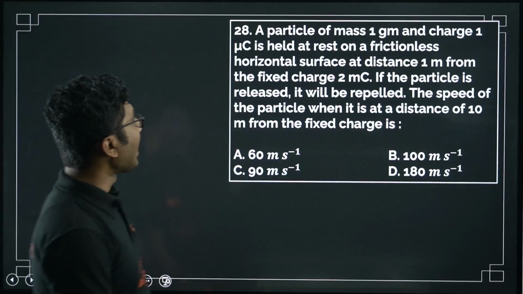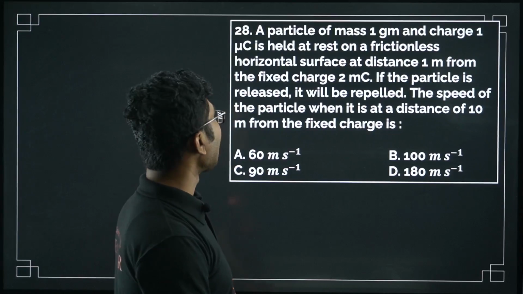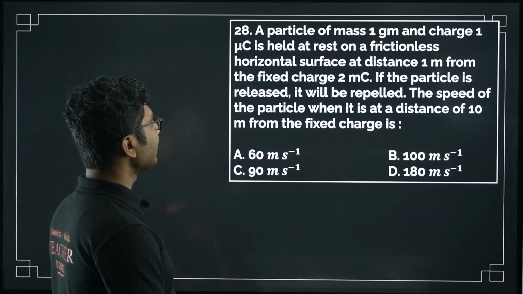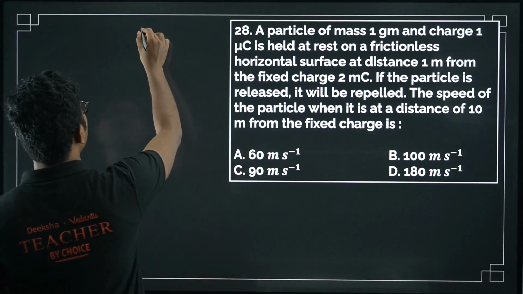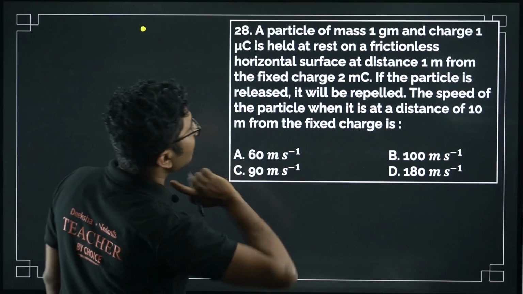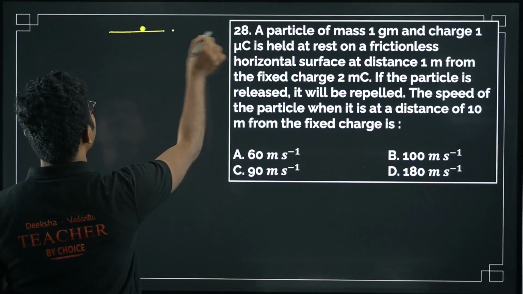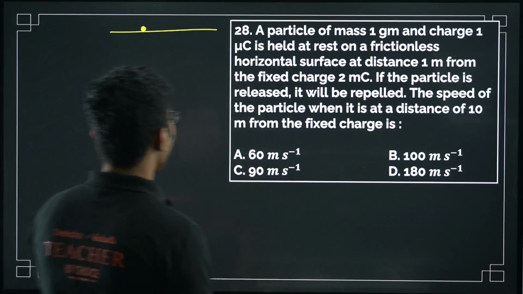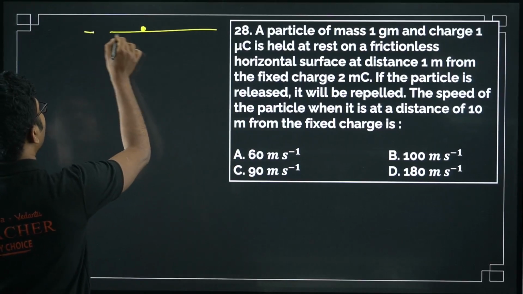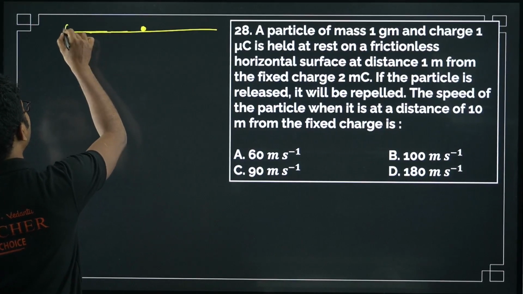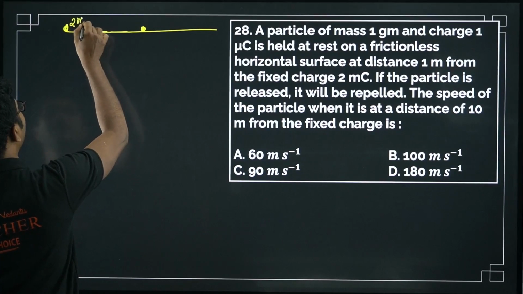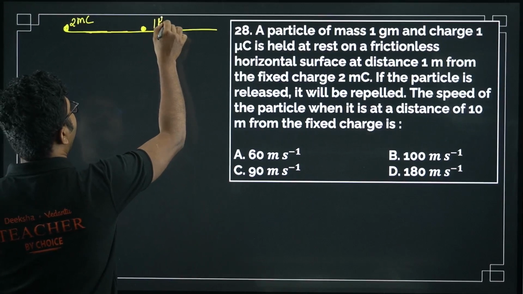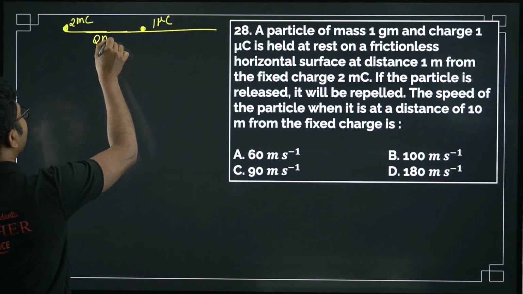Next question. A particle of mass 1 gram and charge 1 microcoulomb is held at rest on a frictionless horizontal surface at a distance of 2 meters from a fixed charge of 2 millicoulomb. So mass is 1 gram, charge is 1 microcoulomb. We have another charge, the fixed charge, which is 2 millicoulomb, and this one is 1 microcoulomb. The distance is 2 meters.